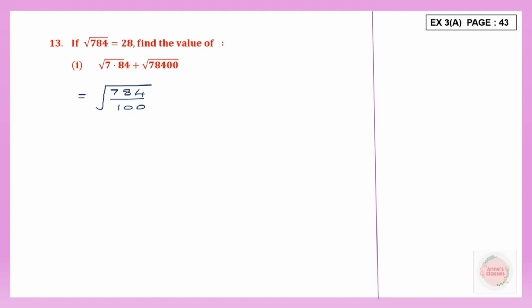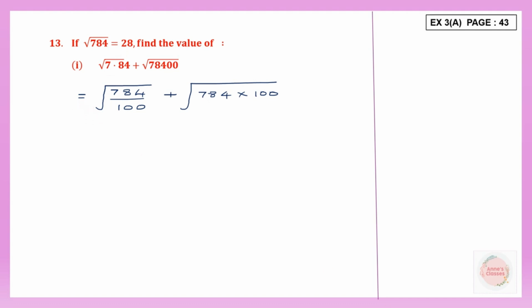Now, plus, let's continue. Now we have another square root here, square root of 78,400. Now this also we can split into 784 into 100. So when you multiply, you will get 78,400. Now, why did we do it this way? Because we are trying to get it in this format, because this is what is given to us in the question. So now it's easier because it's already given to us.